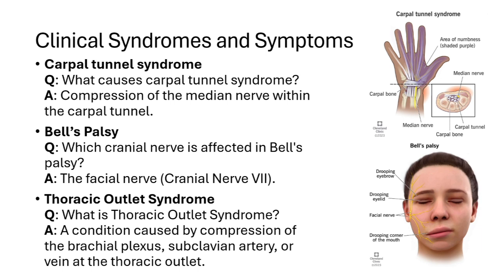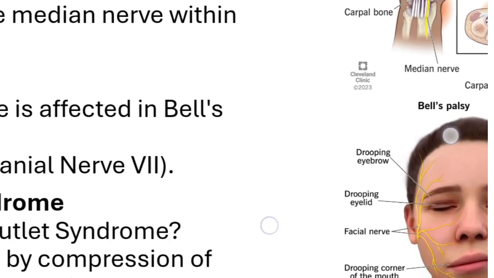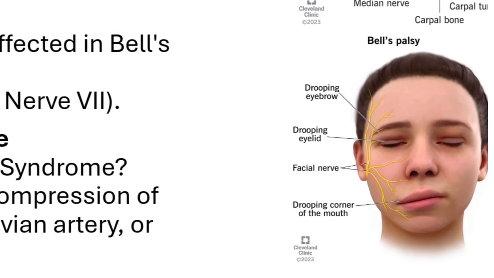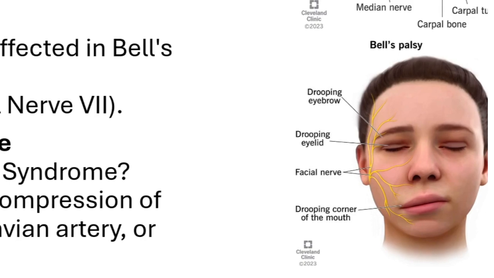What is the cranial nerve that is affected in Bell palsy? It is the facial nerve, cranial nerve 7, which has the following features: drooping eyebrows, drooping eyelids, and drooping corner of the mouth.